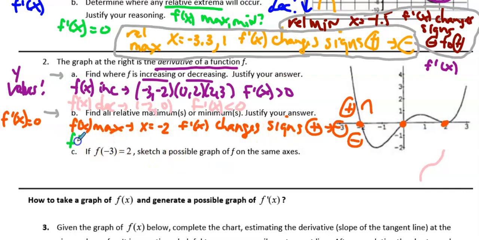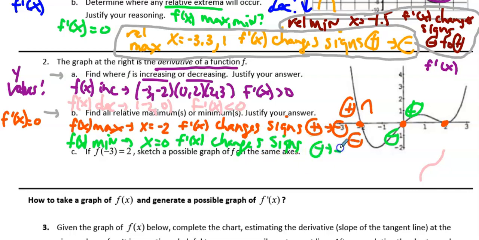F of x has a relative minimum at x equals 0, right? Because I'm at negative and I'm at positive. So f of x changes signs from negative to positive. And so what's happening at 2? Right, so what's happening at x equals 2? So I'm positive and then I'm positive again. So like I said, you can see that this is kind of the graph idea of this. And there's no max or min here.